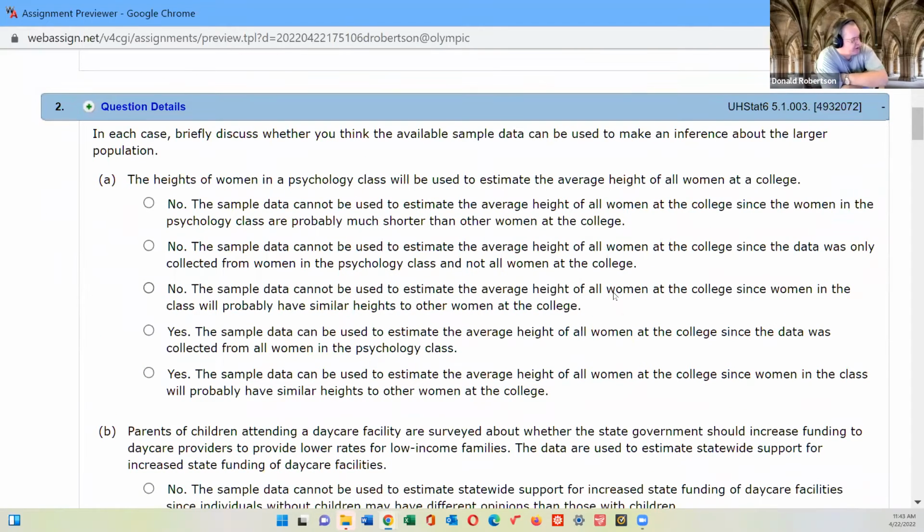Now, here are two stories. In each case, briefly discuss whether you think that the sample that they used should be used to make an inference about the larger population. So should I use this sample to predict what the population is? You're interested in heights of women in a psychology class, and you use them to find the average height of all women at a college. Do you think only measuring the height of people who take psychology, I know that's not the same as all the women in the college, but do you think it's going to matter?